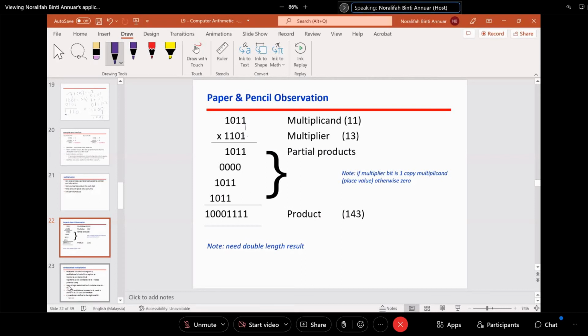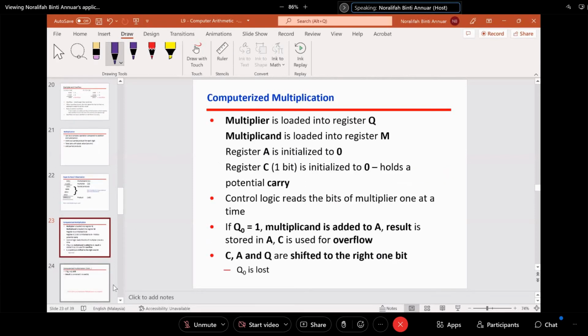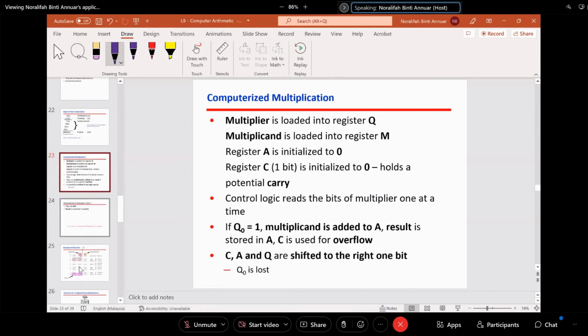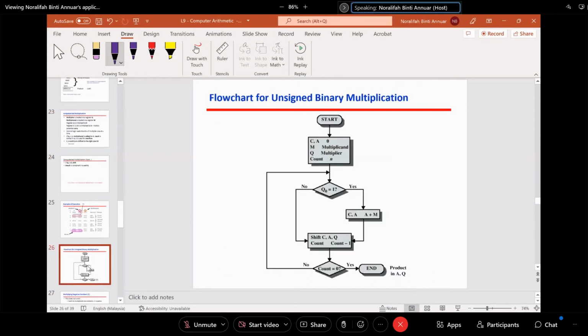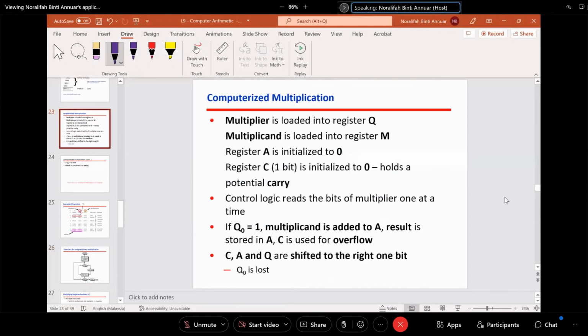So but how computer do it? Macam mana kalau komputer buat? So ni dah cara-cara dia, guys. Dia ada flowchart sebenarnya. Do we have flowchart here? Okay, here ada flowchart. Here is the flowchart. You faham flowchart ni, faham semua benda. It's very simple.